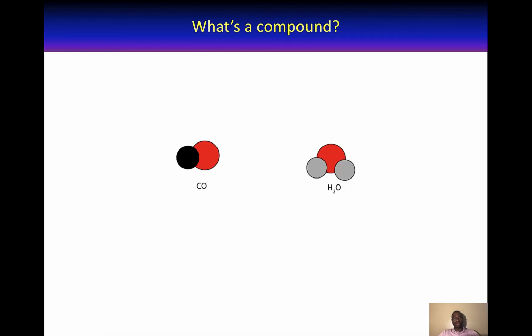What is a compound? A compound is when you have at least 2 different atoms bonded. Here you have carbon and oxygen bonded to make carbon monoxide, and here you have hydrogen and oxygen bonded to make water. These are compounds because you have a carbon atom and an oxygen atom, which are different atoms, and you have hydrogen and oxygen, which are different atoms too. Once they unite, they make a compound.